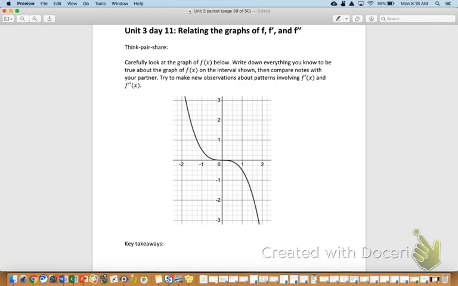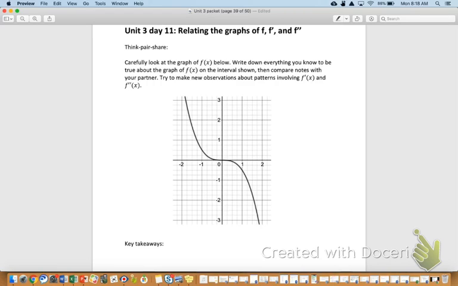It says, carefully look at the graph of f of x below. Write down everything you know to be true about the graph of f. Then compare notes with your partner. That's the pair part. And then we'll share out when we're done. I do want you to try to make new observations about any patterns you see involving f prime and f double prime, right? And how it relates to f.